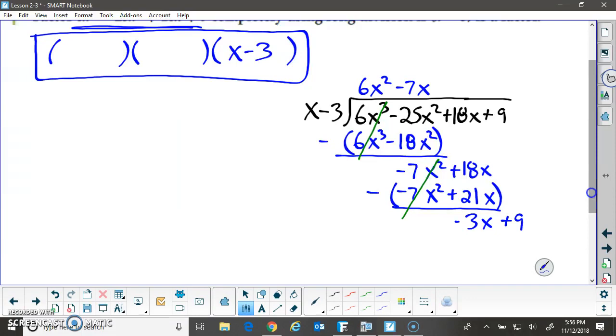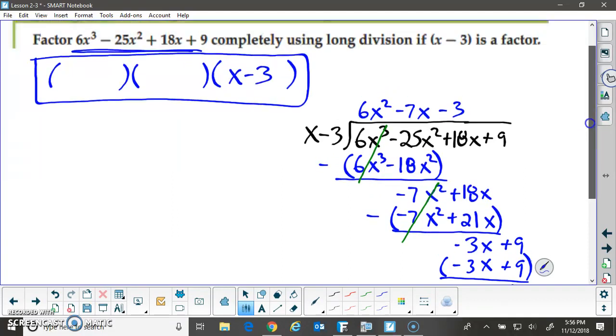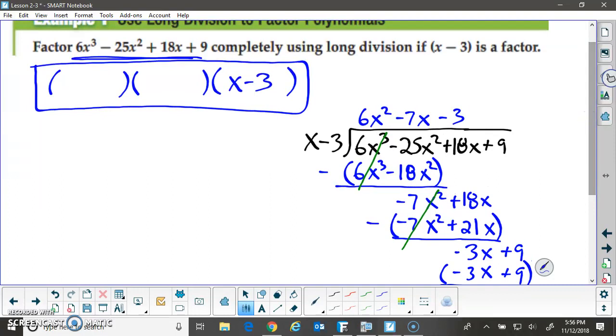What times x gives us negative 3x? That would be a negative 3. Multiply that by the divisor. Subtract. We get 0 for a remainder. And on this problem, we knew we should get 0 for a remainder because we knew that x minus 3 was a factor. And so now I have to take the quotient, the 6x squared minus 7x minus 3, and I have to finish factoring that.